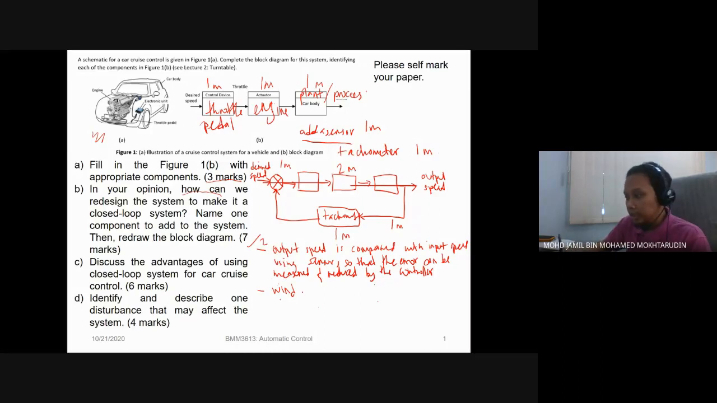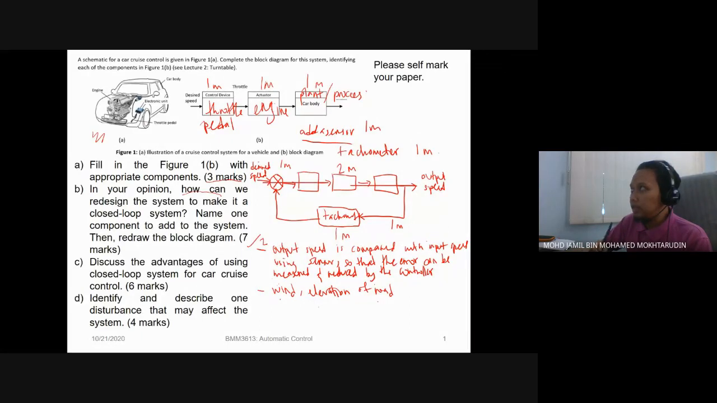Another example is maybe elevation of road. So let's say suddenly you are moving on a hill, for example, up a hill, then there's an elevation, okay? Sudden elevation occurred. So this is a disturbance because it can reduce the speed of the car. So you need to increase the speed by pushing the pedal.